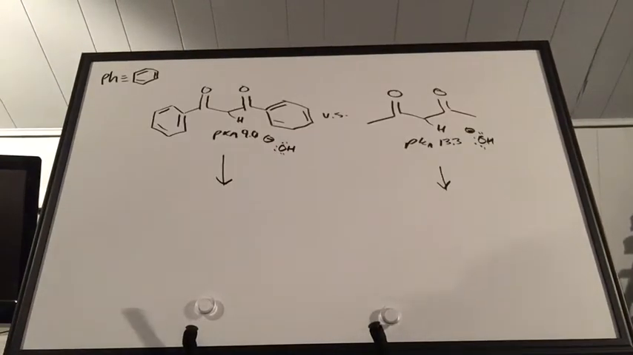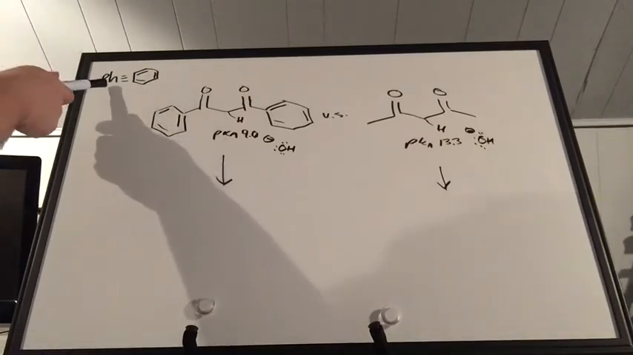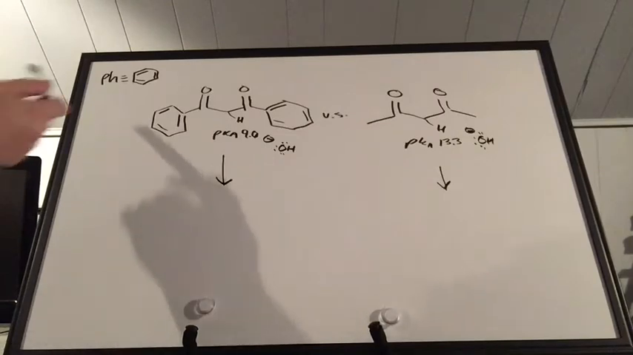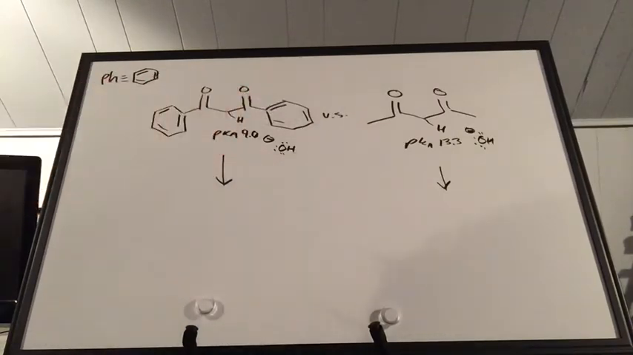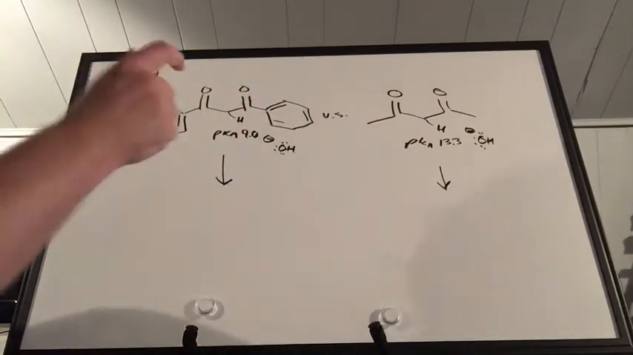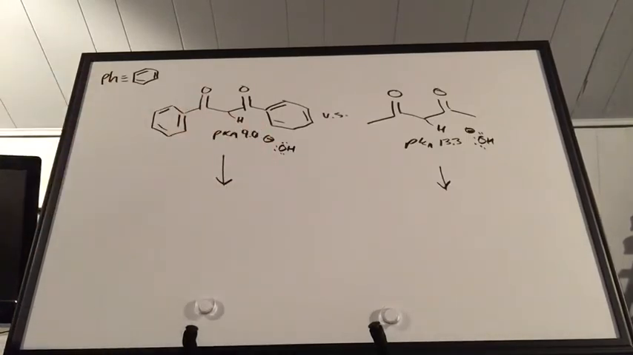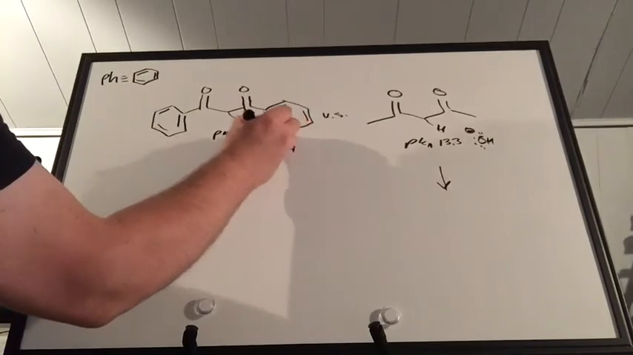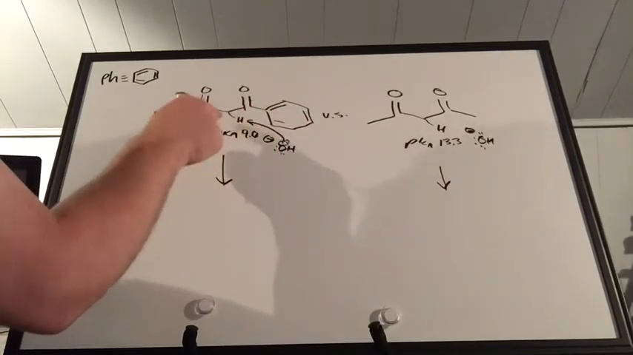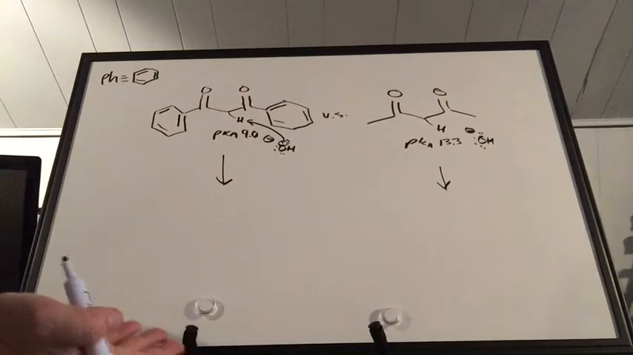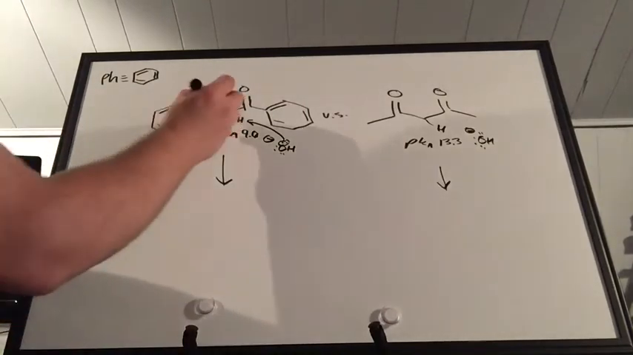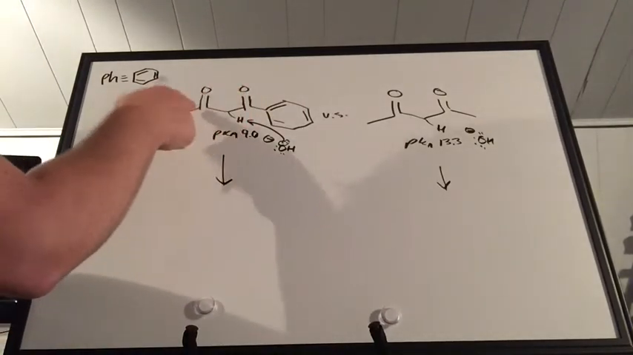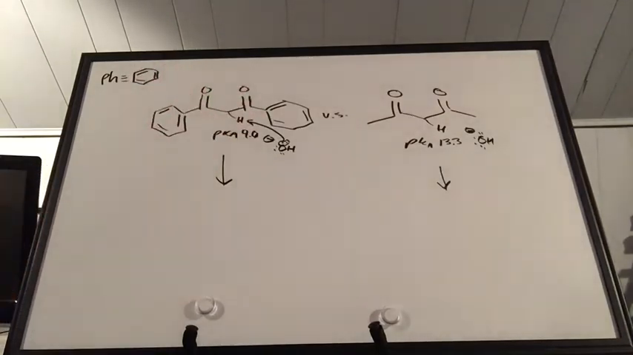Okay, so just a little bit of a shorthand disclaimer here before we get started. This Ph that I'm going to write down below is just going to be representative of these phenyl groups that you see right here. Okay, so this OH minus anion is going to pick up this hydrogen. So this is effectively going to be working as an acid. Think of this as not a very good acid, right? Because it has a pKa of 9.